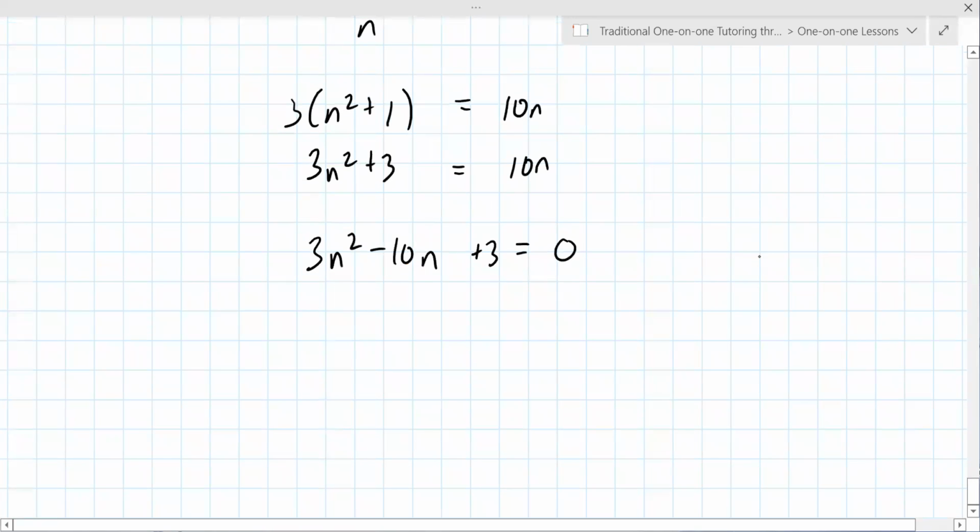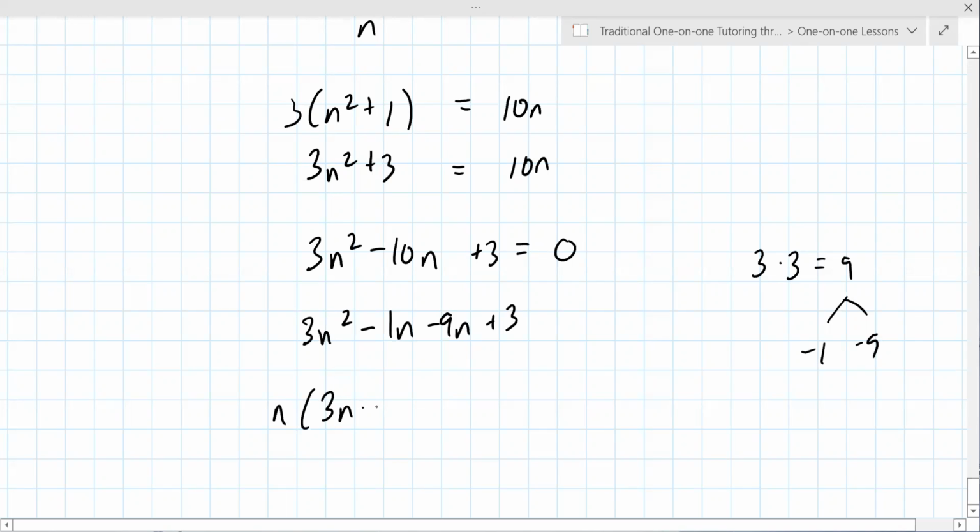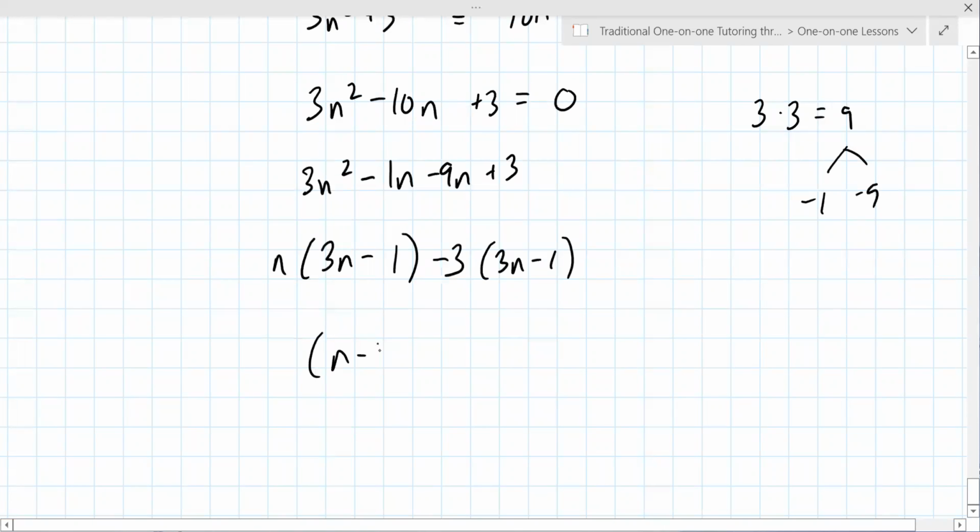You use that approach we talked about. 3 times 3 is 9. Right. Okay. Negative 1 and negative 9 work. So that's 3n squared minus 1n minus 9n plus 3. Factor an n out of the first one, and immediately write that over here, meaning it's negative 3. Yes, n minus 3, 3n minus 1. And you get n equals 3 or n equals 1/3. And there's your answer with that one.